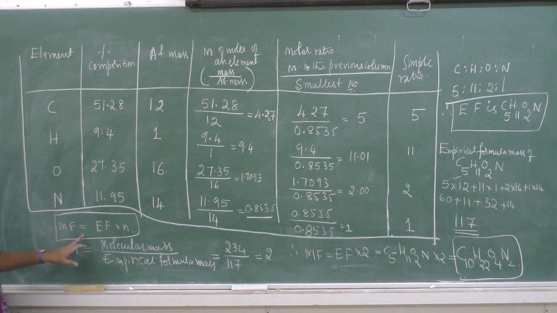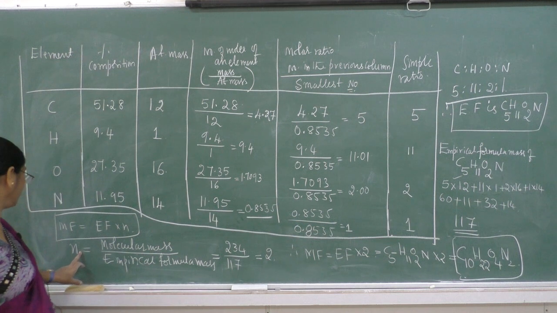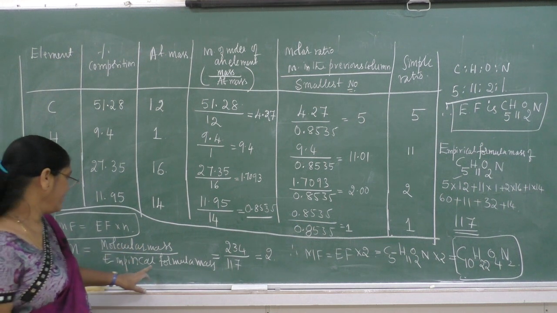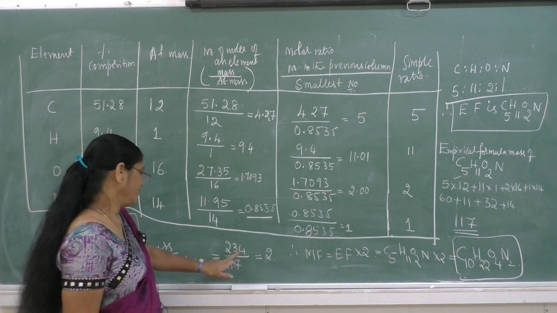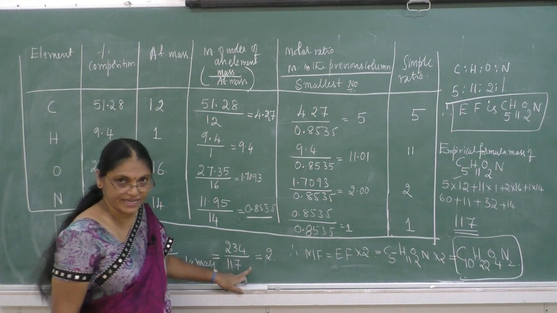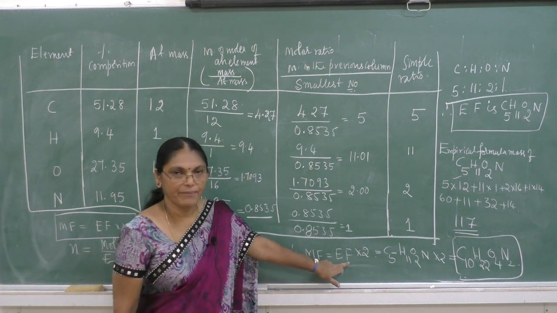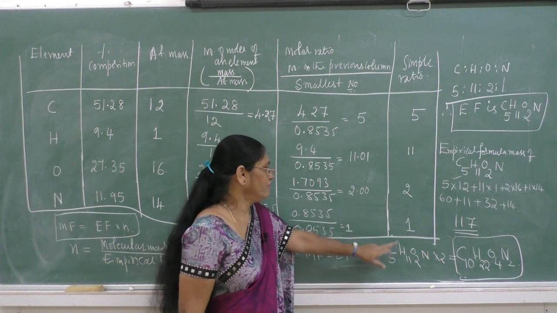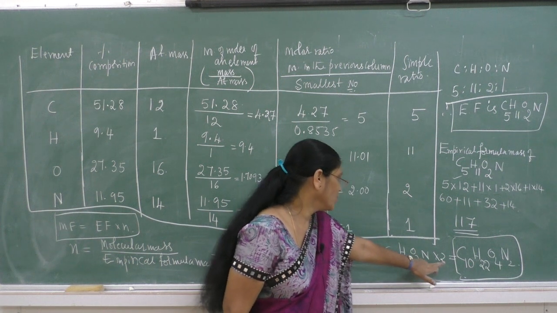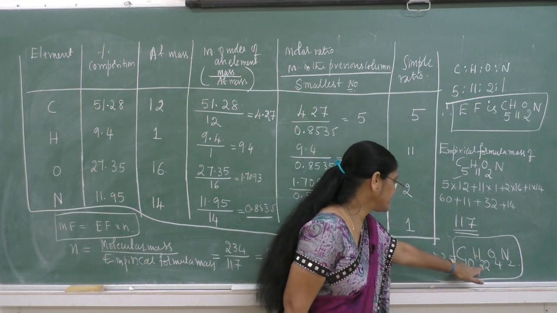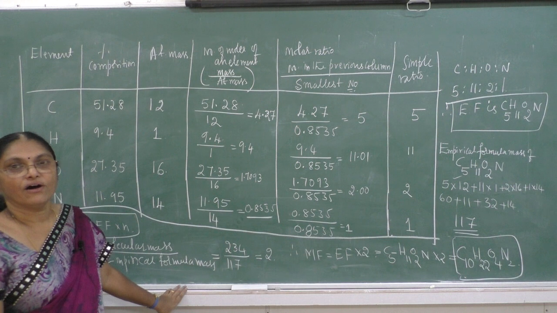So the molecular formula is equal to empirical formula into n. First calculate the value of n, that is molecular mass divided by empirical formula mass. This is equal to 234 divided by 117, which is 2. Therefore the molecular formula is the empirical formula C5H11O2N multiplied by 2. Then you will get C10H22O4N2. So that is the molecular formula of the compound.